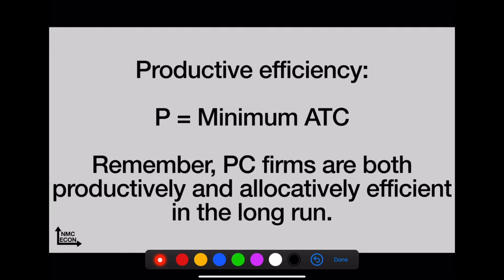Productive efficiency takes place when price equals the minimum amount of ATC, or average total cost. Remember, perfect competition has firms that are both productively and allocatively efficient in the long run. They'll always be allocatively efficient, but not necessarily productively efficient in the short run.